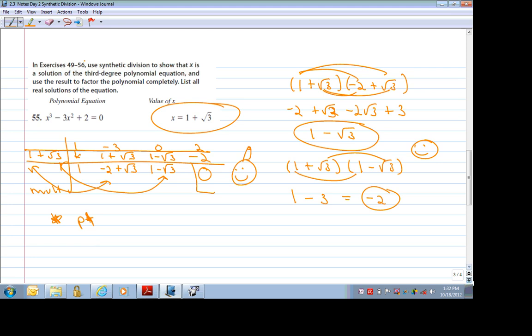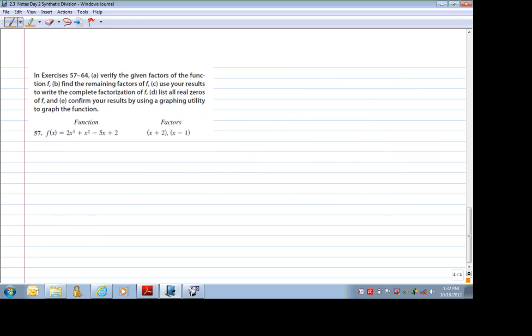All right, last problem. Let's take a look here. We are given two factors, and we're asked to completely factor and list all our zeros. So here we're going to go through synthetic division again. We're going to use our coefficients. All of them are here. So we got a 2, a 1, a -5, and a 2. And we're going to synthetically divide.